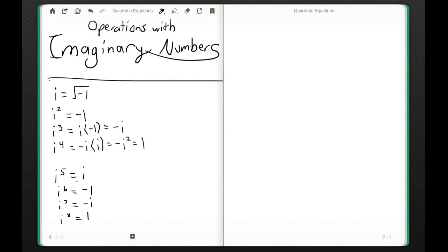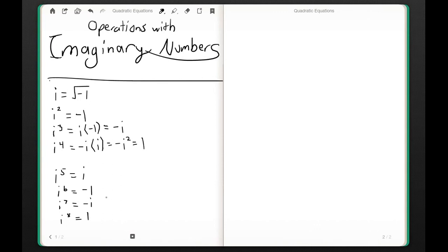If that sounded a little bit familiar, well, look back up here. i to the 5th equals i. i to the 6th is the same as i to the 2nd. i to the 7th is the same as i to the 3rd. And i to the 8th is the same as i to the 4th. So what we actually have here is a repeating pattern. Every time we go through 4 rounds of increasing the exponents, the pattern just repeats. So i to the 5th, the 9th, the 13th, it's all equal to i. i to the 6th, the 10th, the 14th is all equal to -1, and so on.